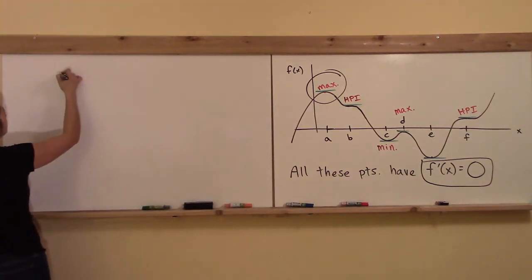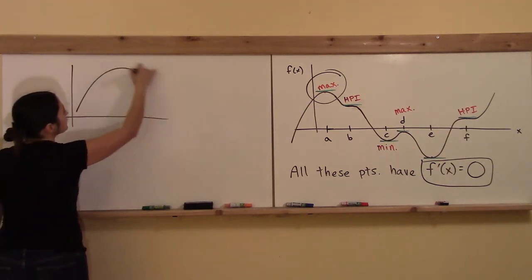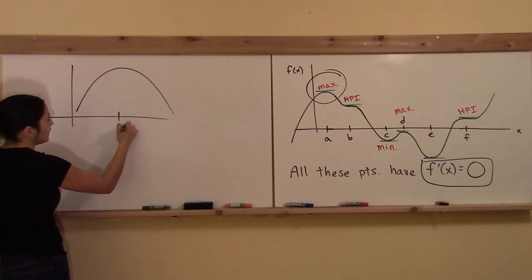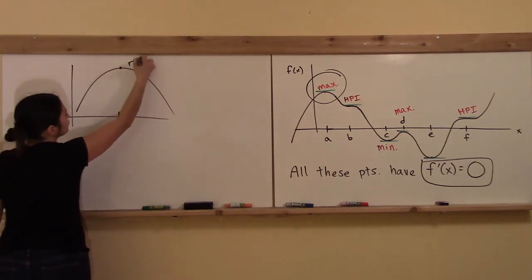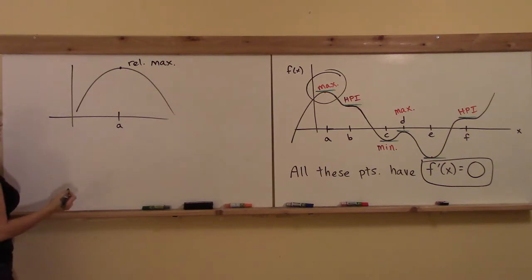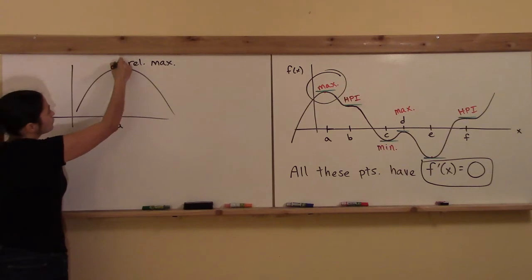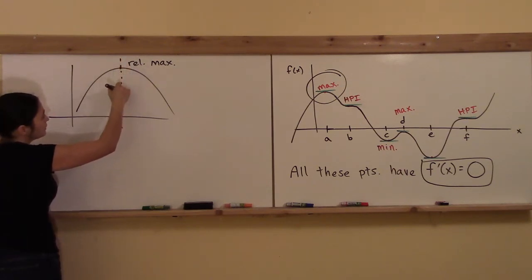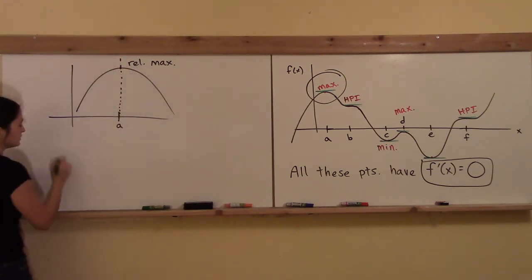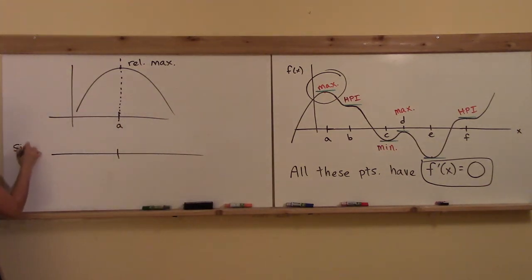So we're going to zoom in on a max of a function. Let's say we have a function that looks like this. Here's a point A at which it reaches its relative max. It's the highest thing around. Now I want you to describe for me what the derivative is doing in each of these different regions that I can define. So what I'm going to do right now is make a number line where I describe the sign of the derivative of x.